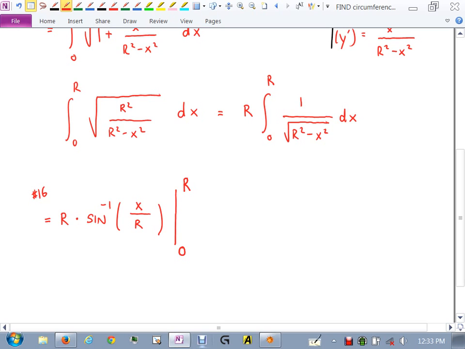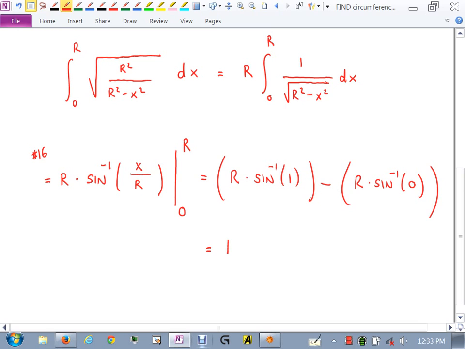So we first start by replacing x with R. So let's plug R in here. What's R over R? R over R is 1. What's the arc sine of 1? So sine of what angle gives you 1? Pi over 2. I'll write it down. Capital R of arc sine of 1. And then when you plug in 0, you get capital R arc sine of 0. So this is capital R times, you said the arc sine of 1 was pi over 2, because sine of pi over 2 is 1.